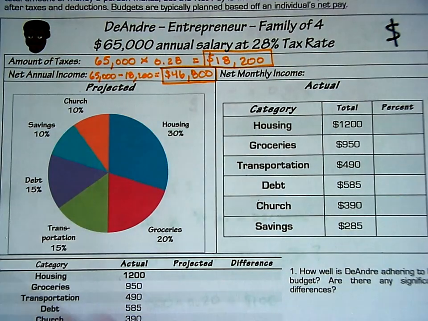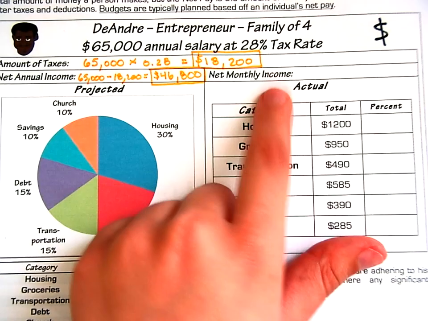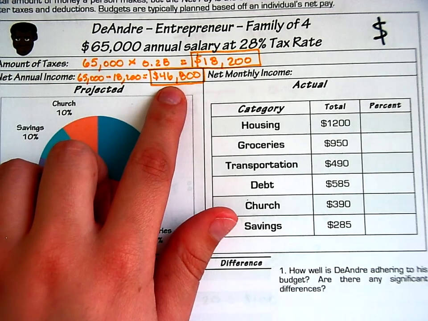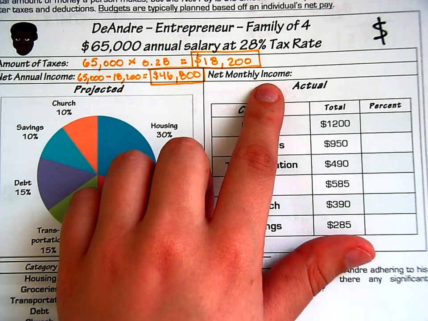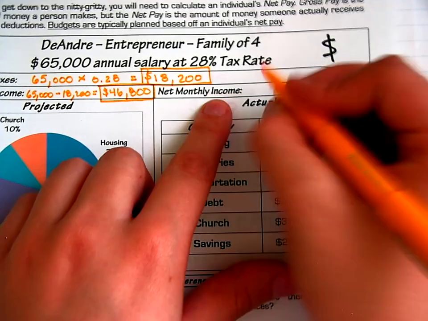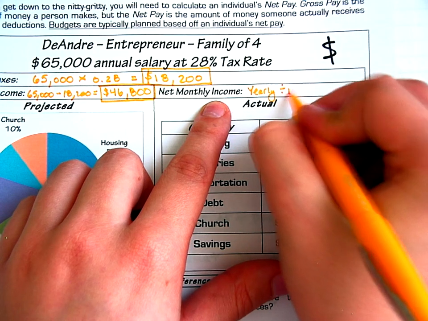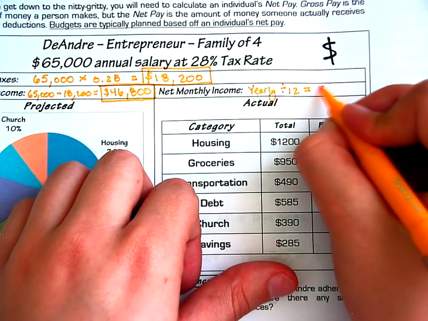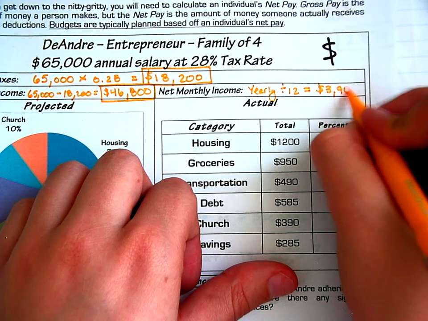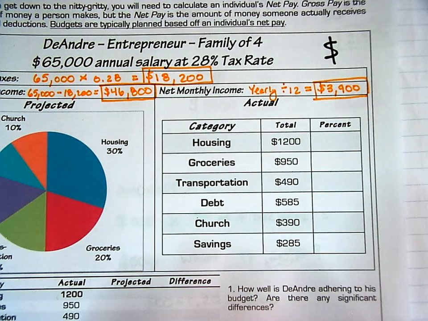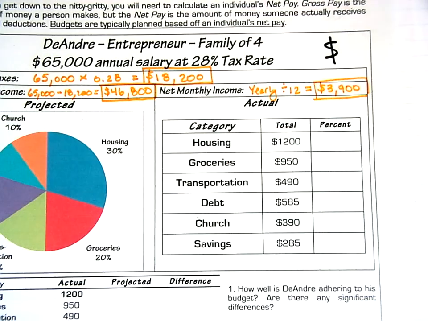All right, and then last thing we're going to do up at this top part is find the monthly income. So if I know what I make a year, $46,800, then to find monthly income, you just divide by 12. So yearly divided by 12, and this person is going to bring home $3,900 a month. So this is the money that this person gets to work with each month.